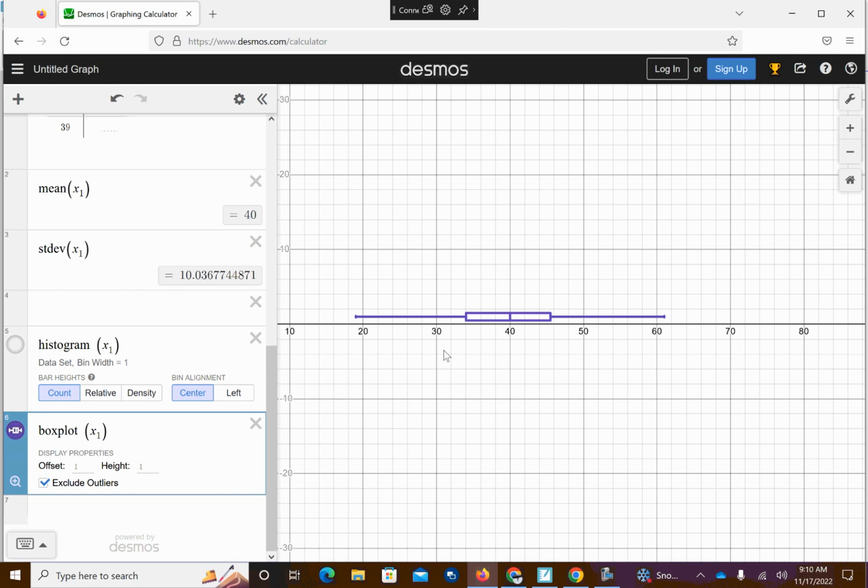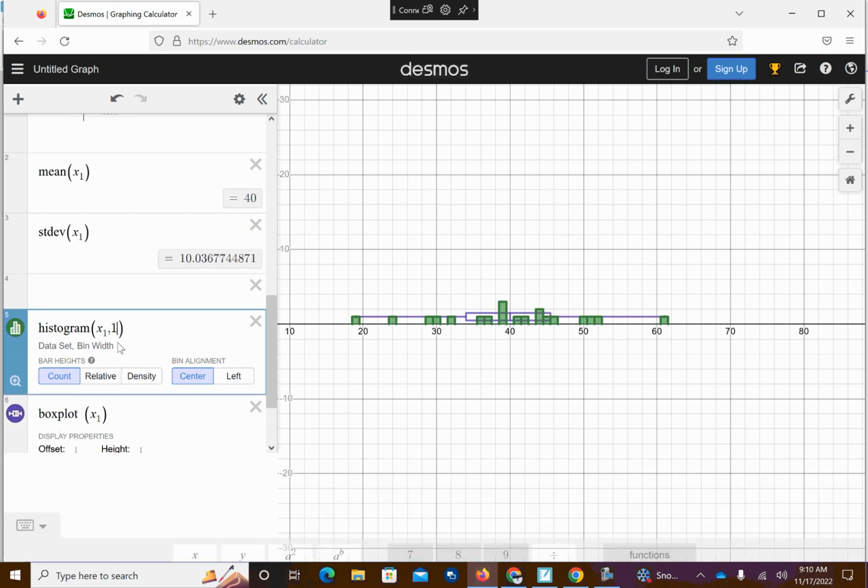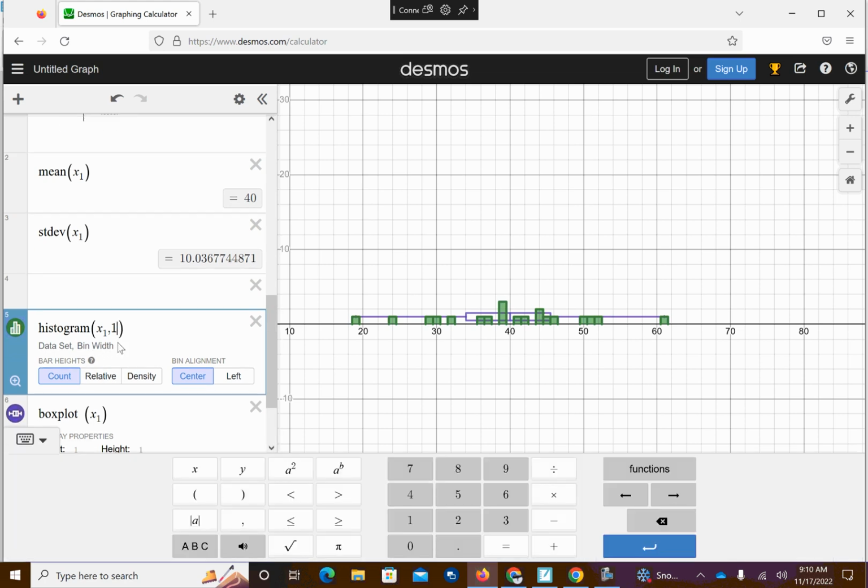Okay, based on our data, if we're looking at the box plot, our median is 40. We said our mean was 40. That's good. It's symmetric about it right now as it sits. The histogram, I've turned it back on. We might be able to change our width. Set width. Oops. Of 1. Let's go 5. So those are a few things.